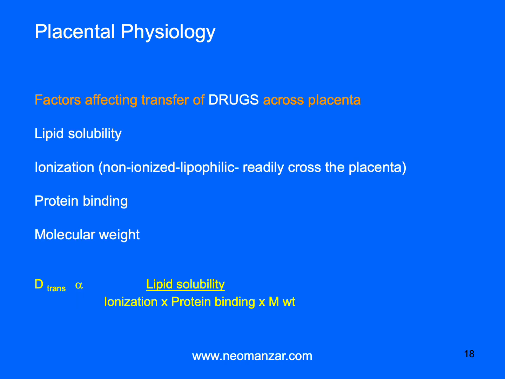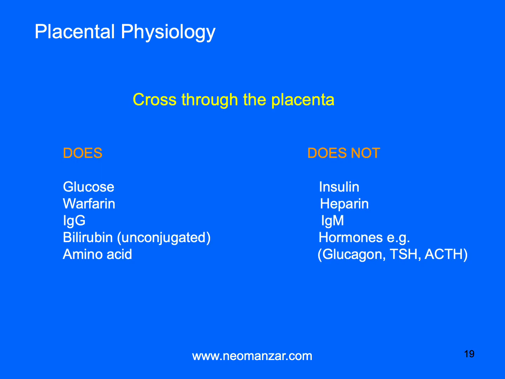This is another important slide. Lipid solubility is really important. Drugs which are lipid soluble diffuse fast. Drugs which are ionized are usually polar, and they diffuse slowly as compared to non-ionized drugs. Protein binding makes sense: if a drug is protein bound, it will diffuse slowly, and of course higher molecular weight diffuses slowly. The only thing to remember from this slide is ionization. A drug that is ionized is going to cross the placenta slowly as compared to a non-ionized drug.